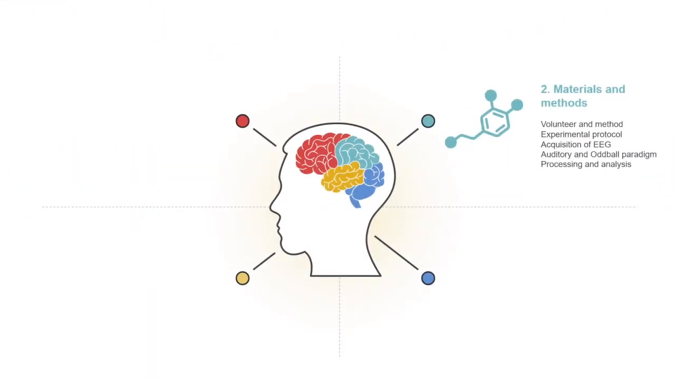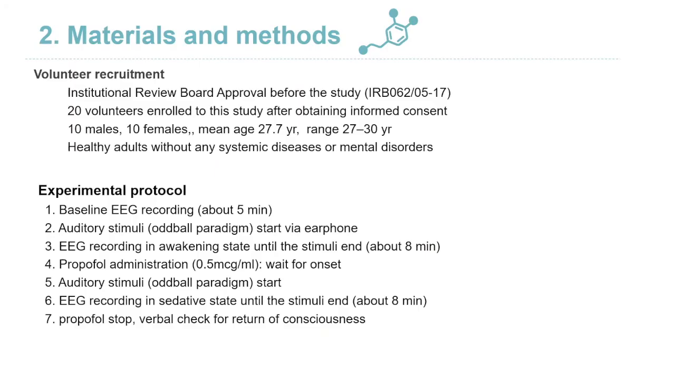This is the material and methods section. Twenty volunteers ranging from 20 to 40 years old were recruited. Each volunteer provided informed consent. Experimental methods were approved by the IRB prior to conducting the experiment on volunteers.